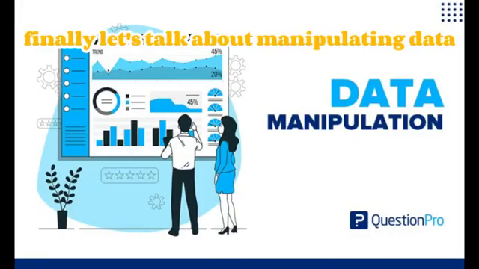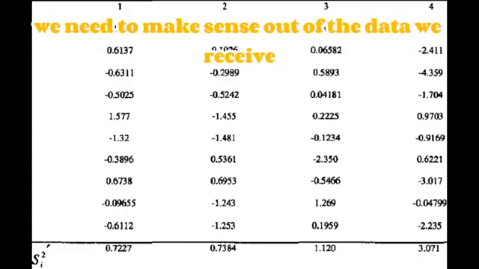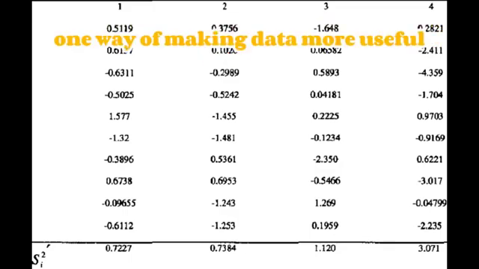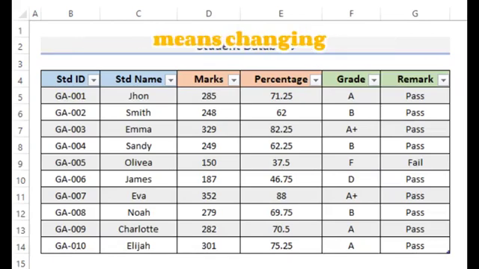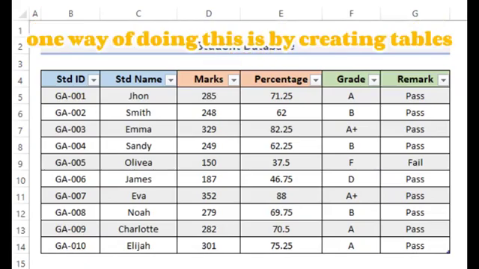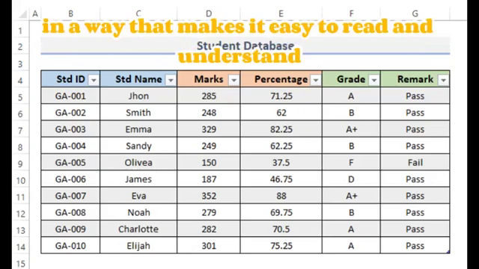Finally, let's talk about manipulating data. Data in its raw form is usually not useful. We need to make sense out of the data we receive by manipulating and making it more useful. One way of making data more useful is by converting it into a table. Manipulating data means changing or transforming data into a more useful format. One way of doing this is by creating tables. Tables allow us to organize data in a way that makes it easy to read and understand.